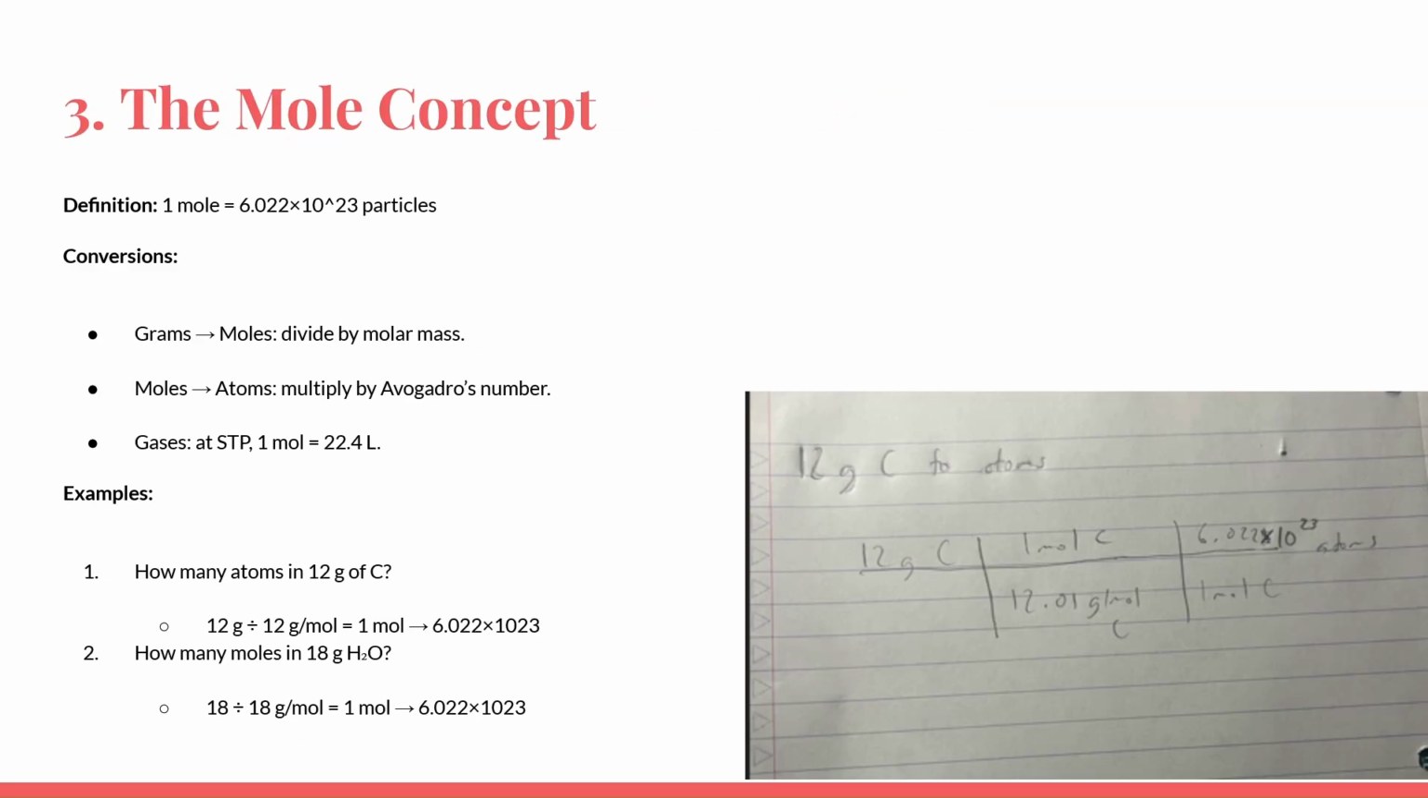Next, we have the mole concept. So, definition: 1 mole equals 6.022 times 10 to the power of 23 particles. And the conversions are grams to moles divided by molar mass, moles to atoms multiplied by Avogadro's number, and gases at STP are 1 mole equals 22.4 liters. Y'all should know what these transformations mean, or conversions. Anyways, examples.